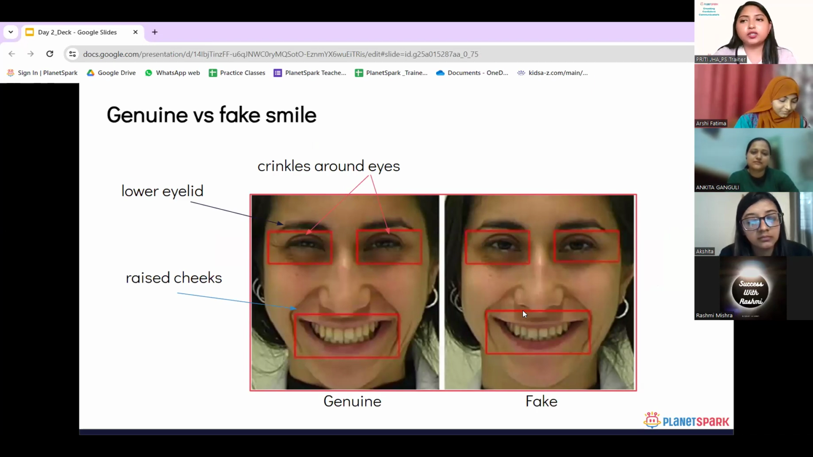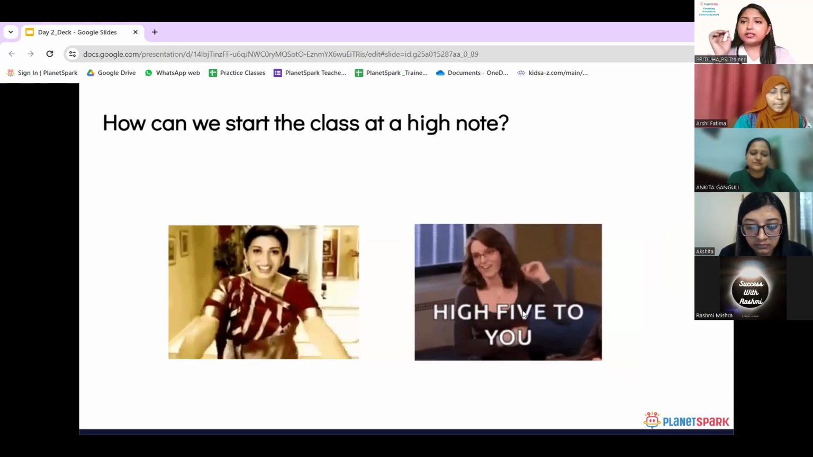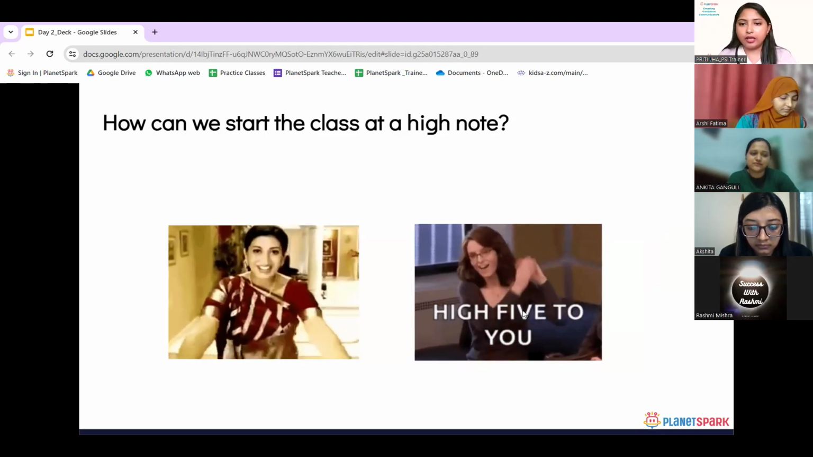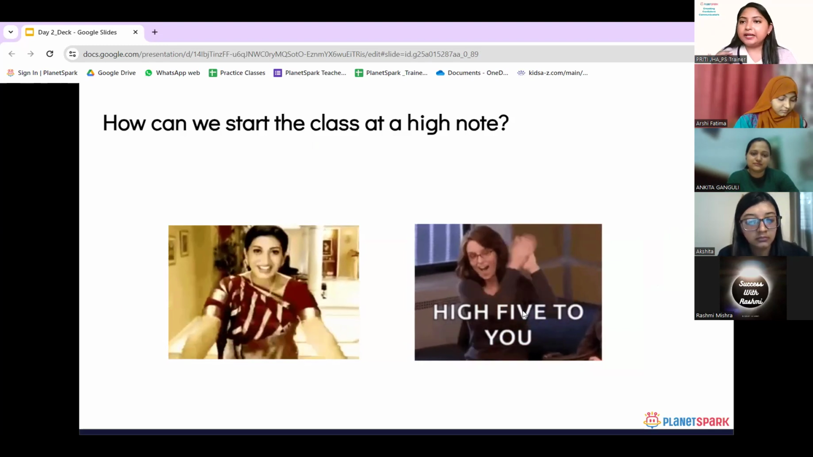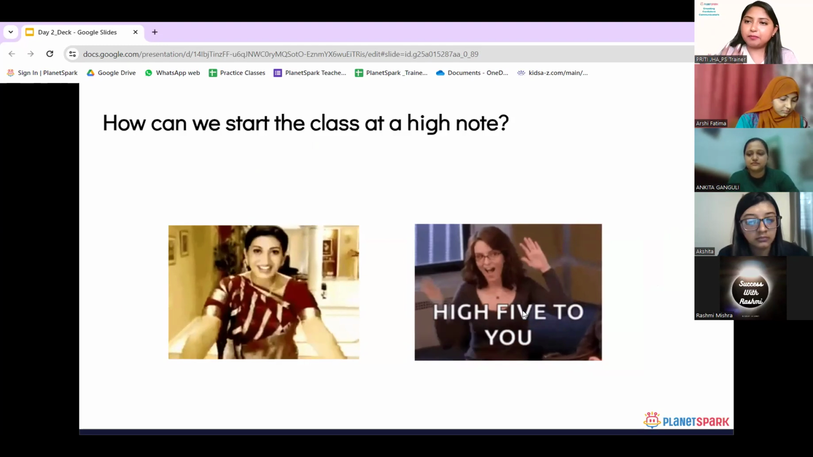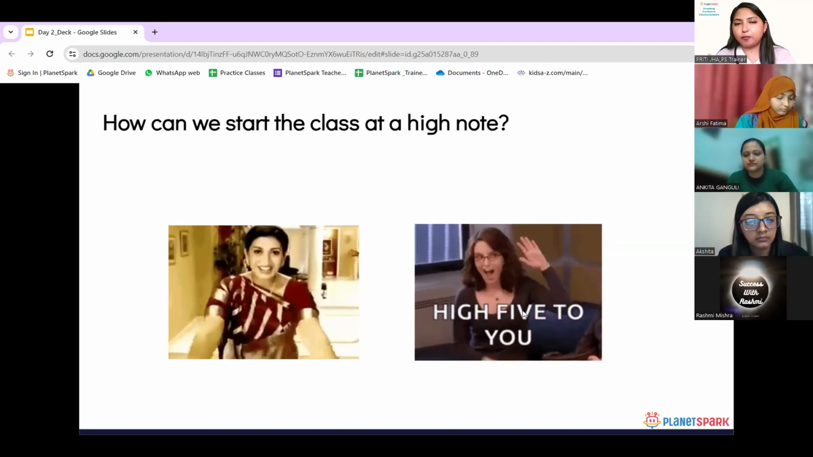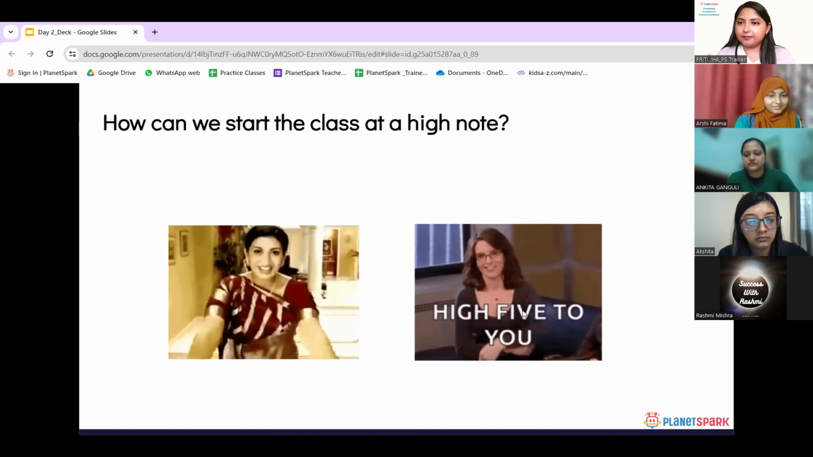Why are we talking about genuine and fake smiles? Trust me, a genuine smile is going to evoke positive feelings amongst your students. And fake smiles are not going to help you connect with your students. Building a relationship, the first step is to smile at the people we greet, we meet the first time, and to have positive, good, friendly, warm expressions, right?